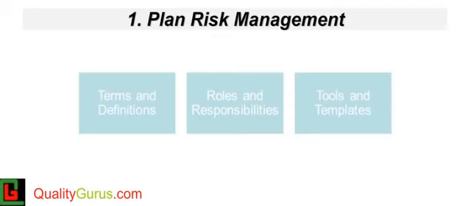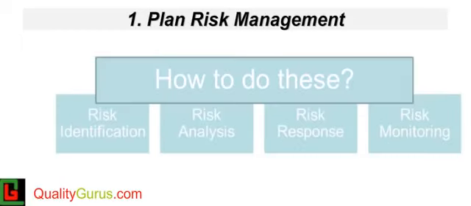Risk management plan will provide the definitions of various risk-related terms. Roles and responsibilities related to risk, and tools and templates, are also included in it. In a way, risk management plan specifies how the next 4 steps listed on this slide are executed in the organization. That is, how the organization will identify risks, how these risks will be analyzed, how the risk response will be planned, and how the risks will be monitored and controlled.